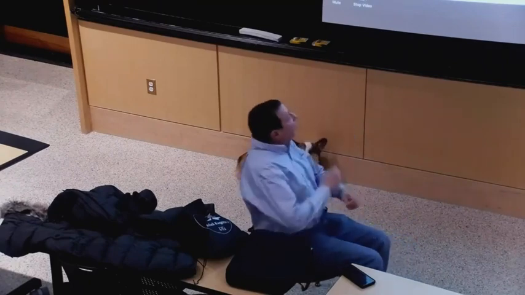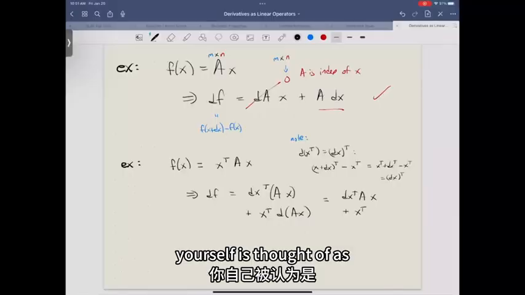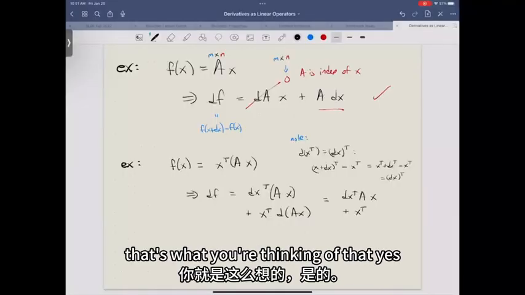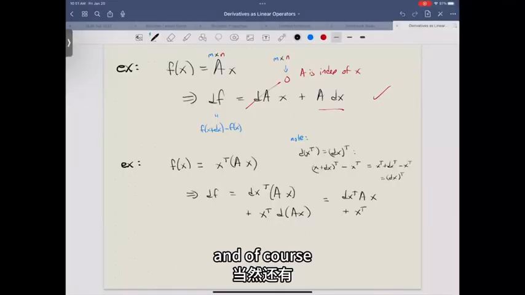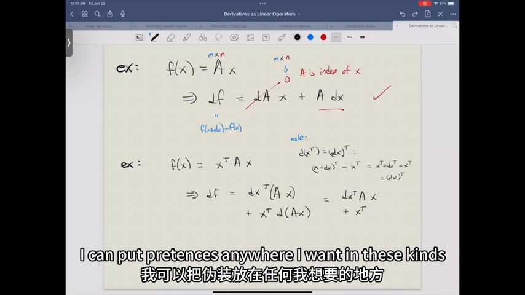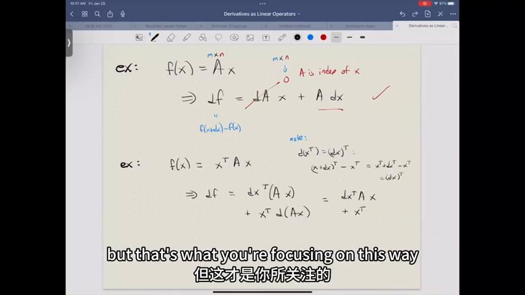Yes. Your f effect itself is thought of as x well, even high. Yeah, that's what I'm thinking. You're thinking of that, yes. So of course I can put parentheses anywhere I want in these kinds of things. Of course you could, but that's what you're focusing on this way, right?